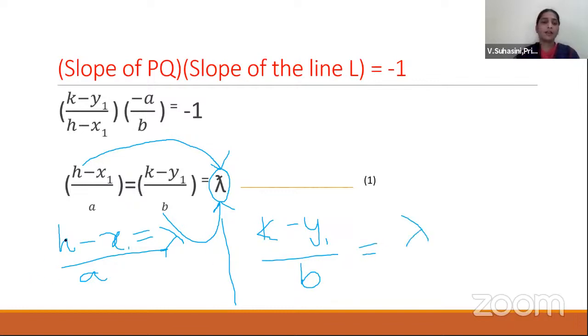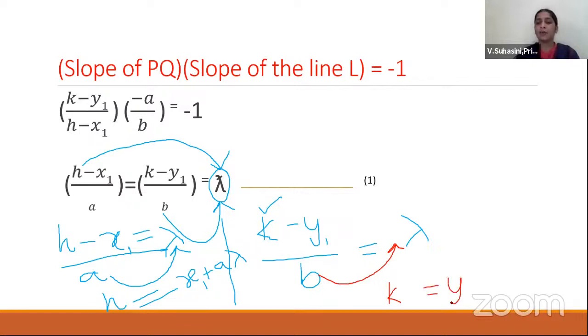Now from the first value, h minus x1 by a equal to lambda, can we find h, children? Yes. How? Cross multiply a, send denominator a to the other side, then it will become a lambda on the right hand side. Then h will be equal to minus x1, sending the other side will become plus x1. H equal to x1 plus a lambda. Similarly, find the value of k, children. Take b onto the right hand side. Then k minus y1 is equal to b lambda. Then k is equal to y1 plus b lambda. Hope this is clear for you all.